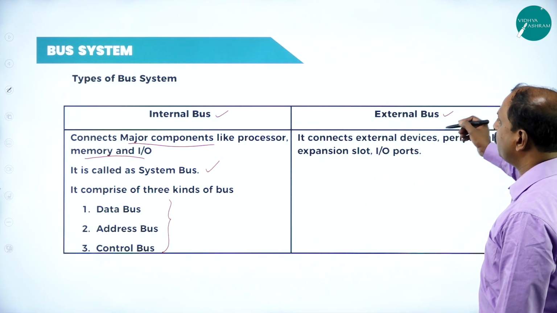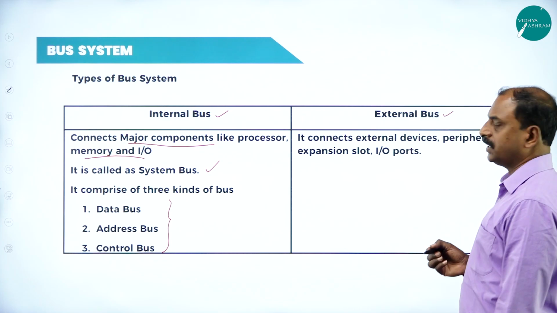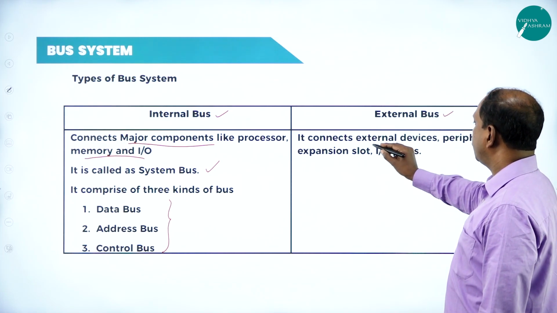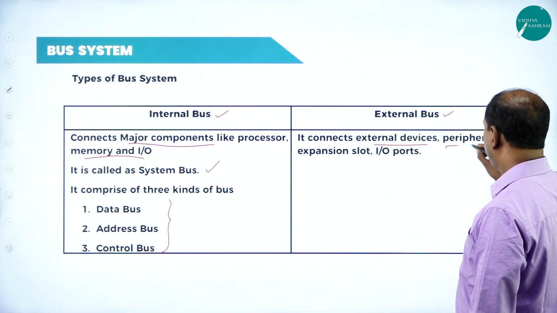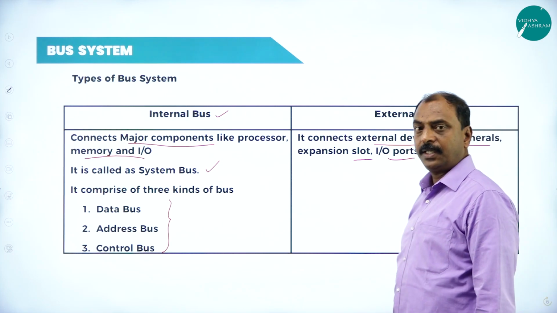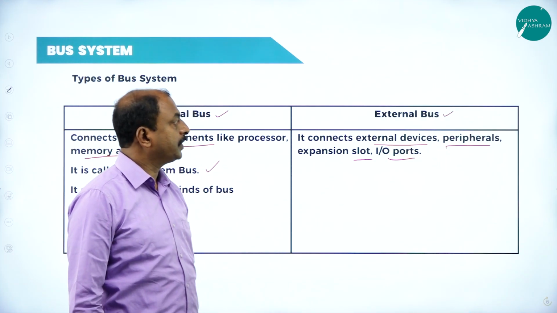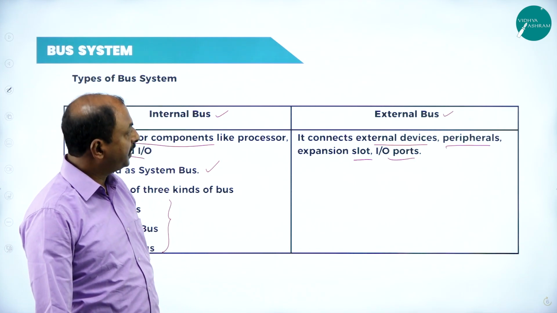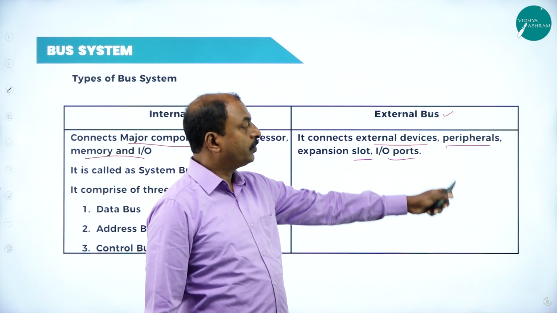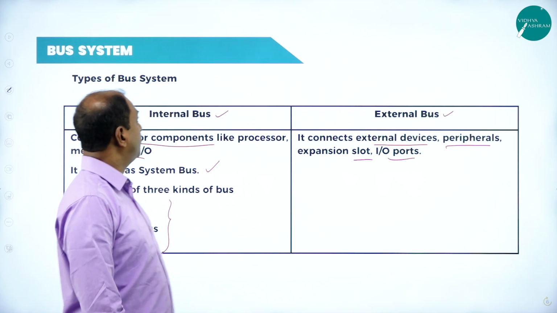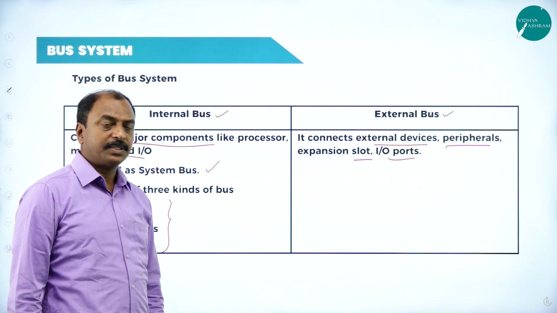Now, another type of bus system is the external bus system. So what is the external bus system? It connects external devices like our peripherals, expansion slots, or I/O ports. This type of bus system connects additional devices, PCBs, or peripherals, so that it increases the capability of the computer system. So these are the types of bus system.